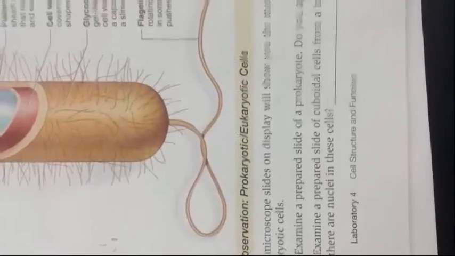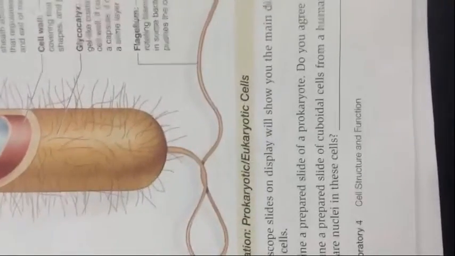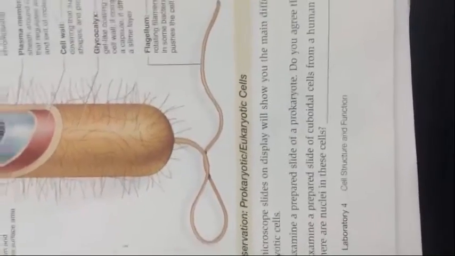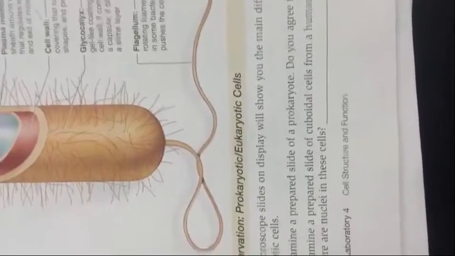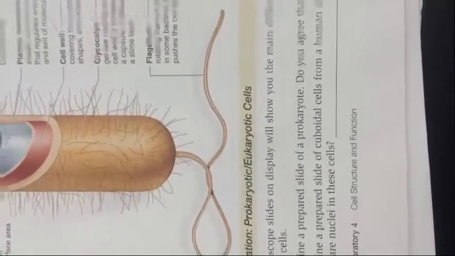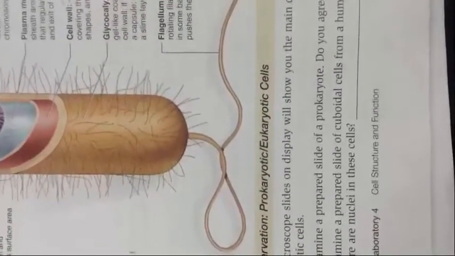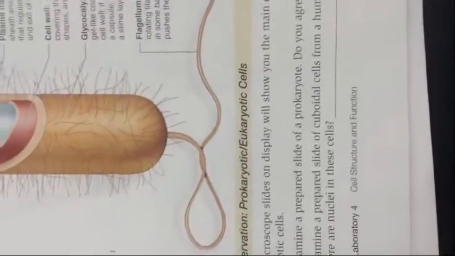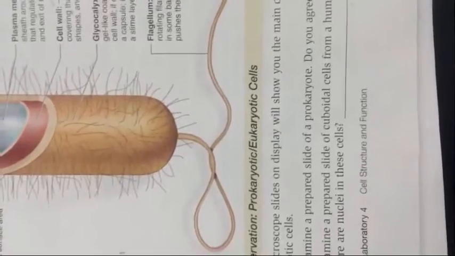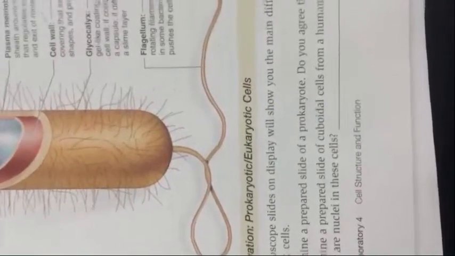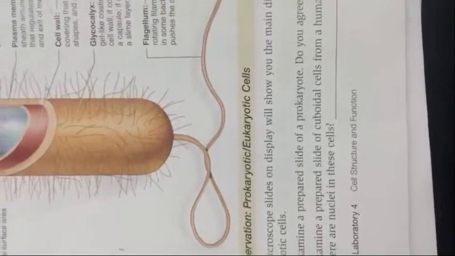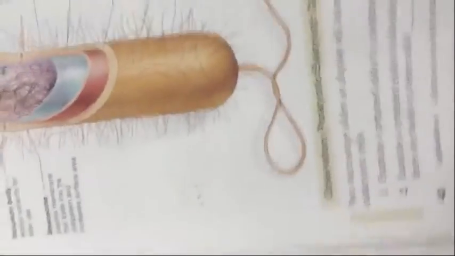And then it says examine a prepared slide of cuboidal cells from the human kidney. Well, I may not use that. I may put out a slide of an amoeba, which has a huge nucleus, and you would have no trouble finding it. It's just easier to identify. So it could be any number of cells that I would use on that.